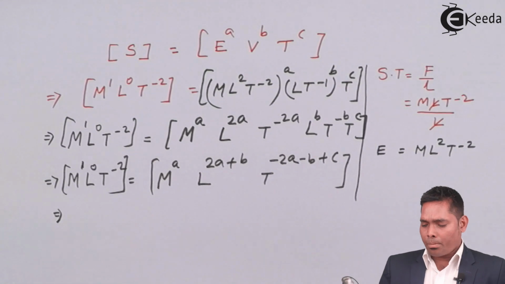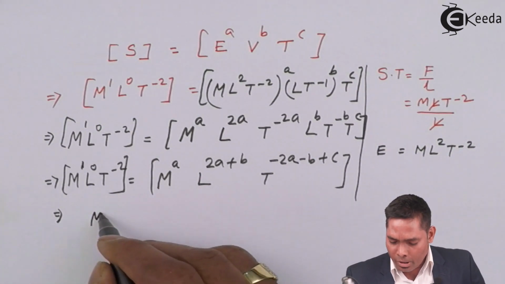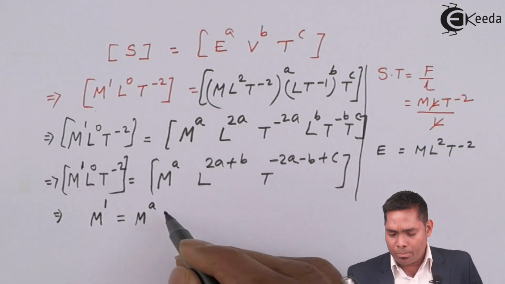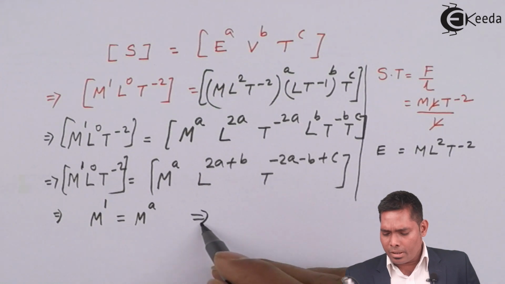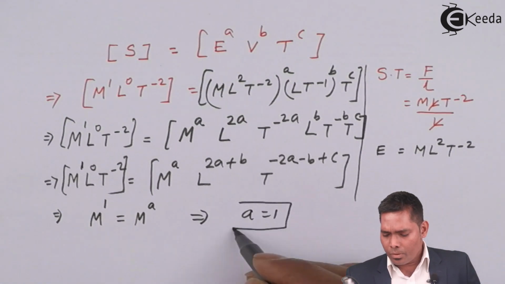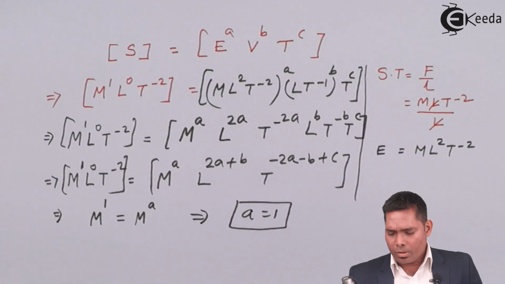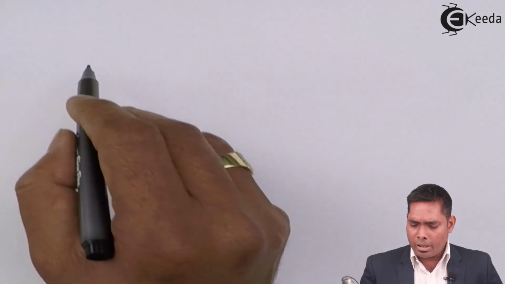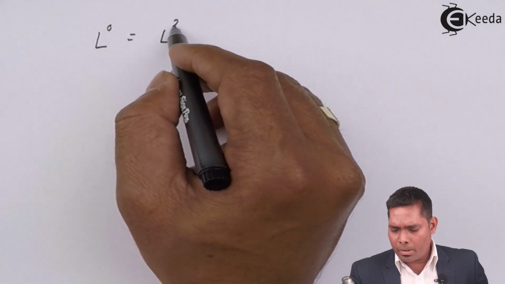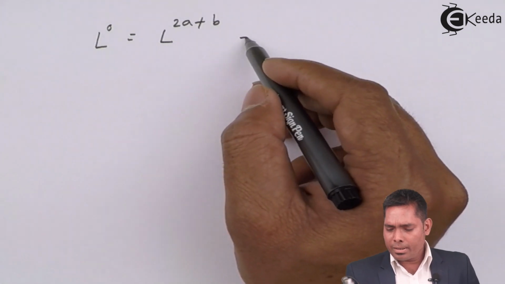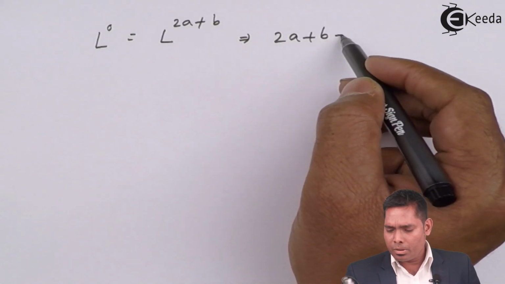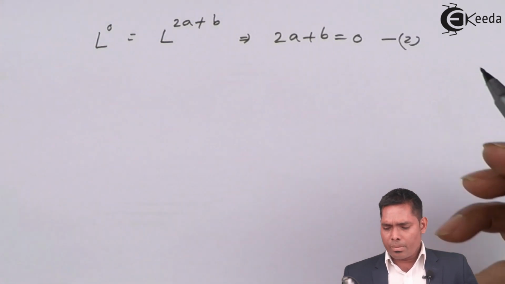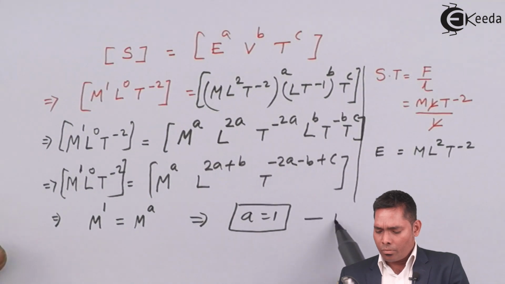So that means I have to equate the powers to solve. From here, m raised to 1 from the left side and m raised to power a from the right side must be equal. That implies a equals 1. Comparing these two, a must be 1. Similarly, L to the power 0 and L to the power 2a plus b must be equal. That implies that 2a plus b must be 0. This is, suppose, equation number 2. This is my equation number 1.